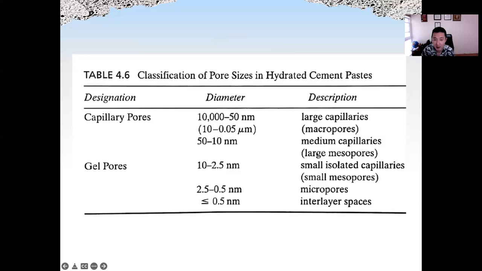Below that, from 10 nanometers down to 2.5 nanometers, we call that small isolated capillaries or small mesopores. Between 0.5 and 2.5 nanometers, it is called micropores. And below 0.5 nanometer, it is the interlayer space between CSH sheets. So we have five types of pores depending on the size.